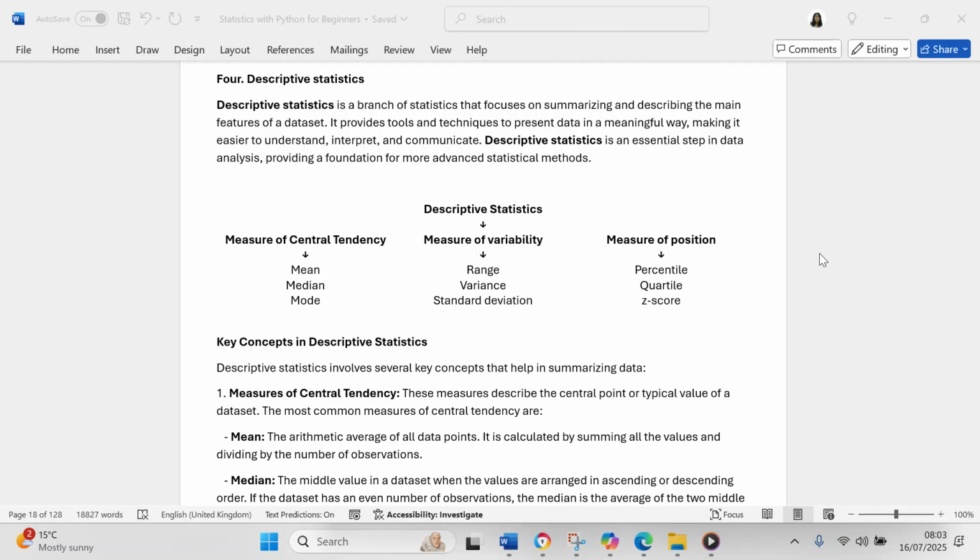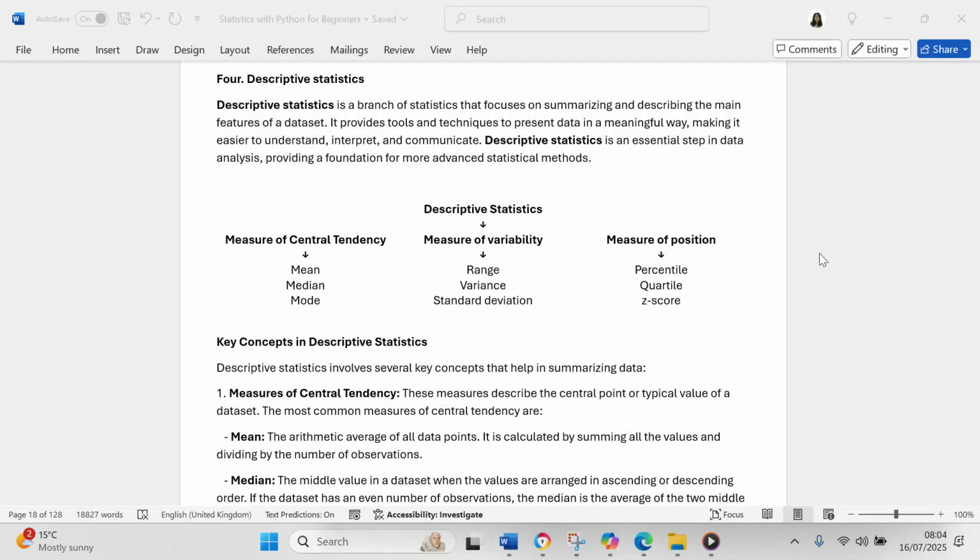And then you've got your measure of variability, being the range, the variance, and the standard deviation. So the range is like the lowest position to the highest position, and the variance is a formula to calculate the variance, and then the standard deviation is a formula that's based upon the variance.